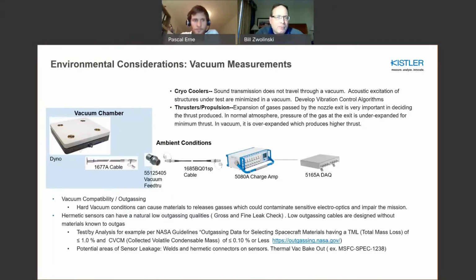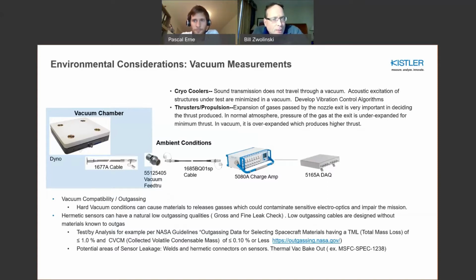Also with vacuum measurements, there are certain reasons why you would do them. For cryocoolers, a lot of times they're being done because sound transmission in a vacuum isn't prominent. Obviously, sound is not possible to travel. So this allows more precise evaluation of a cryocooler. Developing all the vibration control algorithms would obviously fold into that.